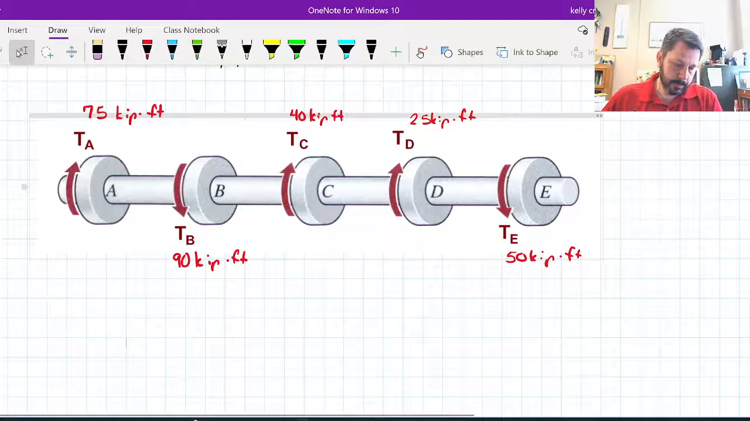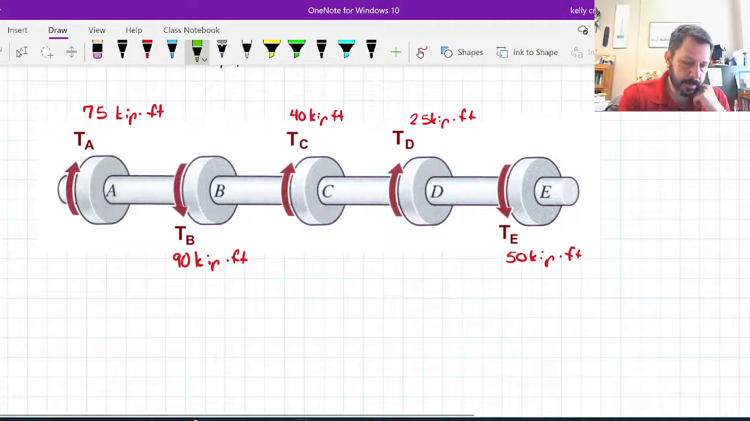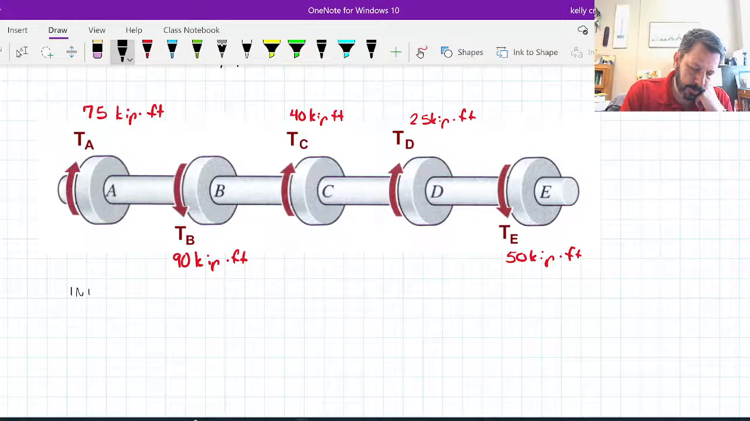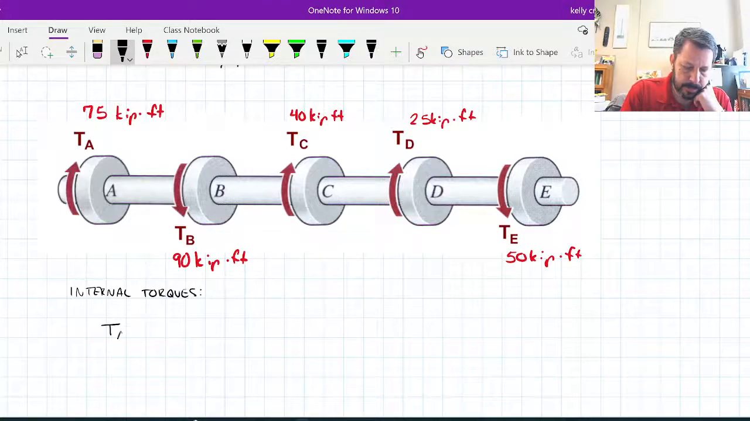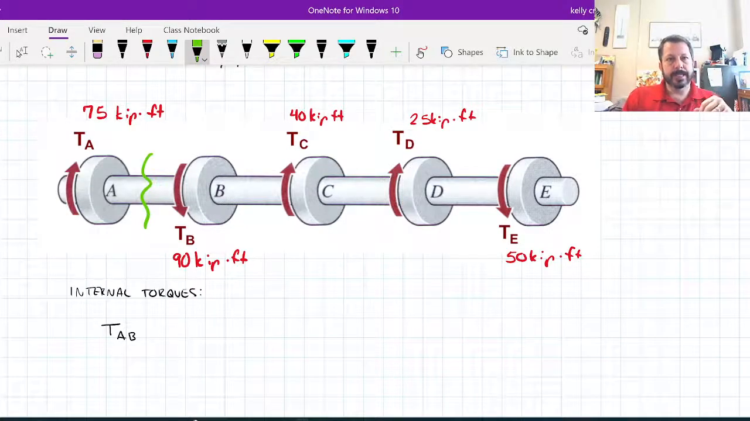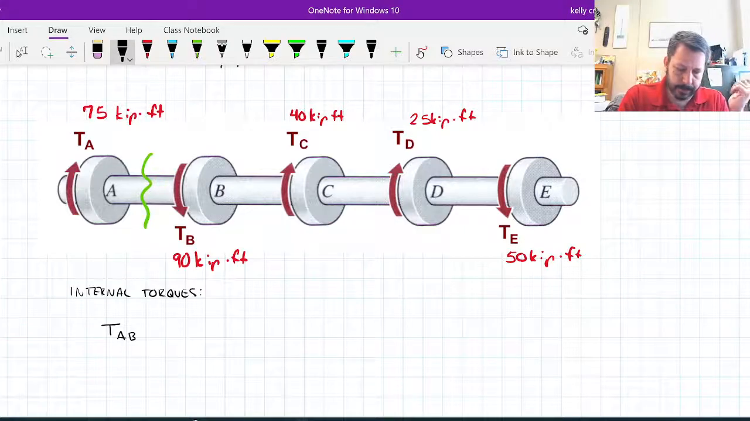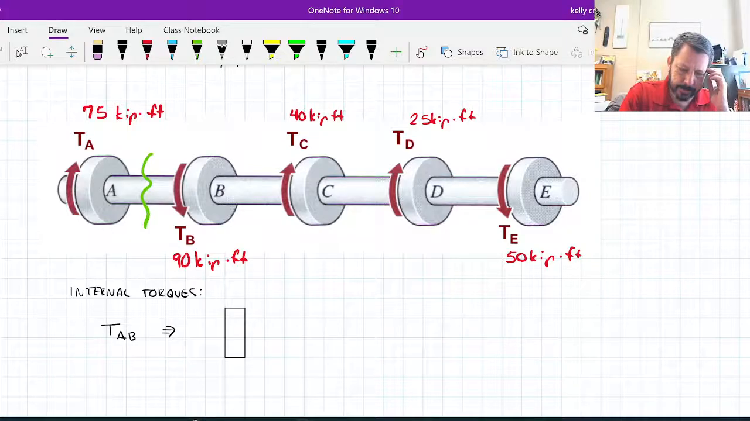So if you want to know the internal torque, and I want T between A and B, I'll draw a little free body diagram between A and B. Let's just draw it from a side view so I don't have to draw these cylinder things. There's the little pulley, whatever it might be, and here's the shaft.